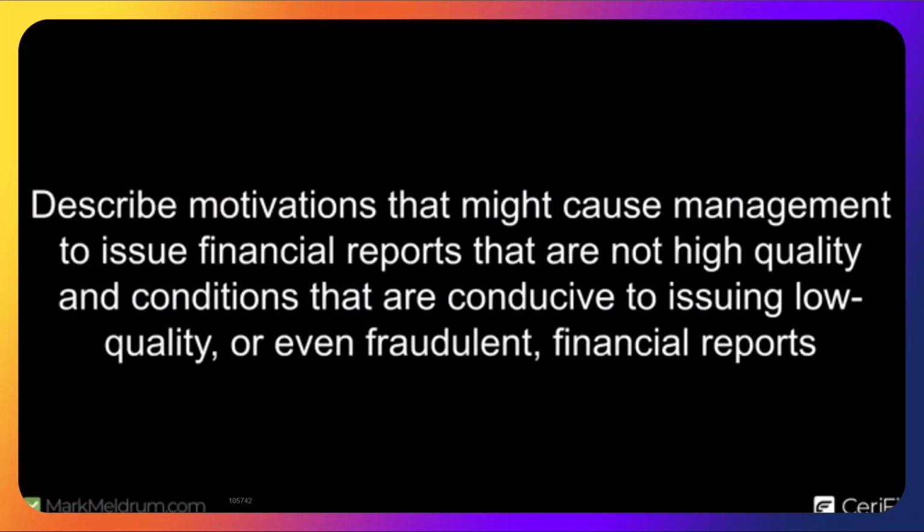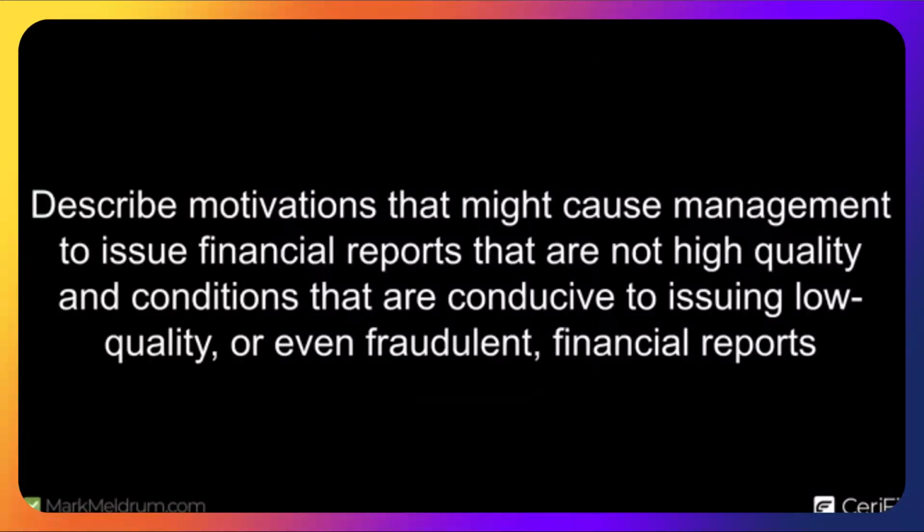So that gets us a good start. It tells us what decision useful information looks like, how to define high quality earnings, and reasons why we might deviate away, or rather evidence that we've deviated away from decision useful information, namely biased choices, conservative, aggressive. Next up, motivation. Describe motivations that might cause management to issue financial reports that are not high quality, and conditions that are conducive to issuing low quality or even fraudulent financial reports.